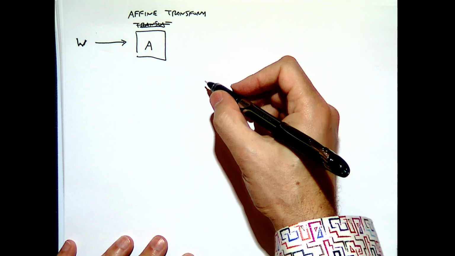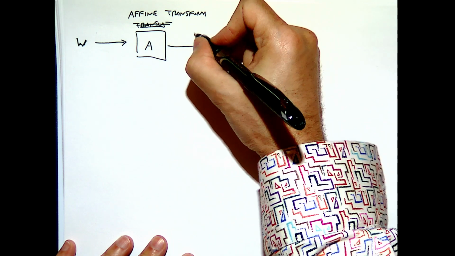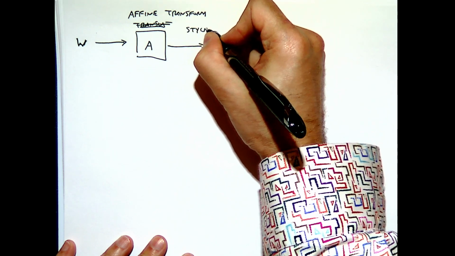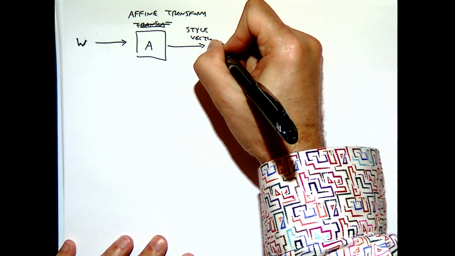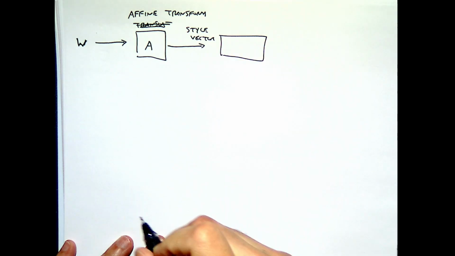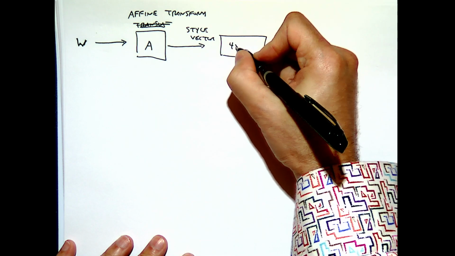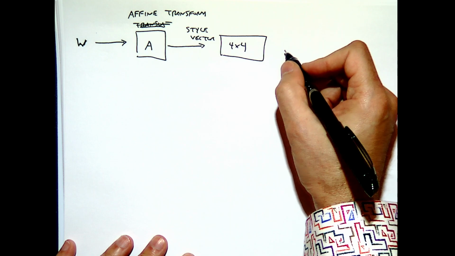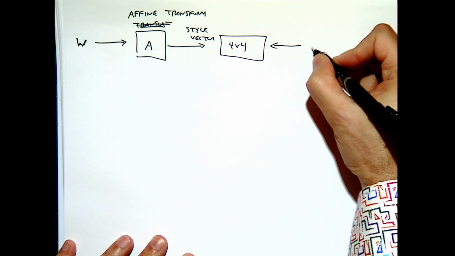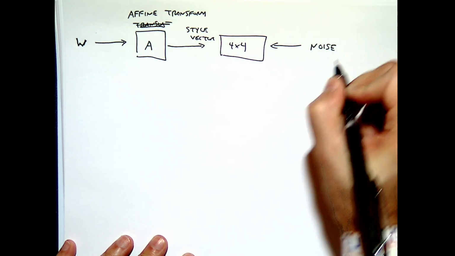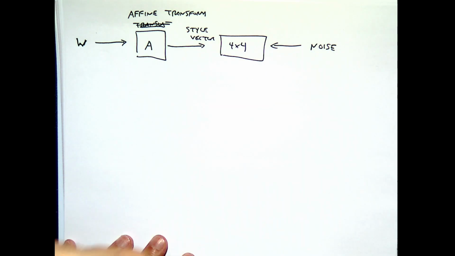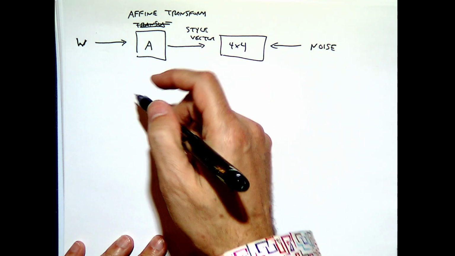So it goes through this affine transform. What comes out is what's called a style vector. And this goes into a 4x4 block that generates a 4x4 image. And also, there's some noise that comes into this generator, right? So this is kind of like one low-level thing.